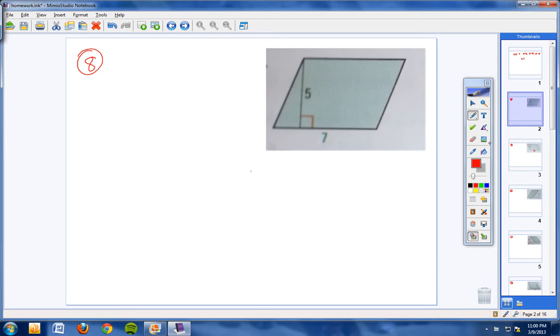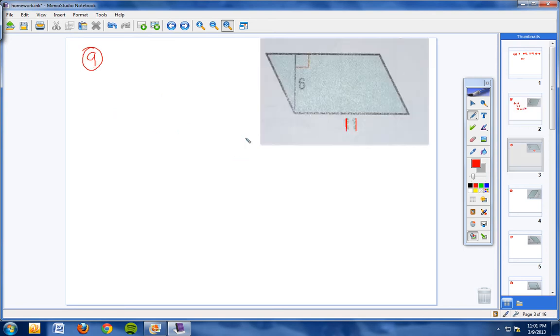On 8 through 13, the directions are asking you to find the area of the parallelogram. Well, I think this video will be pretty quick tonight, not too hard. Area of a parallelogram is base times height. So that would be 7 as your base times 5, which is your height. So the area of the parallelogram is 35 square units. Pretty simple. Moving on to number 9.